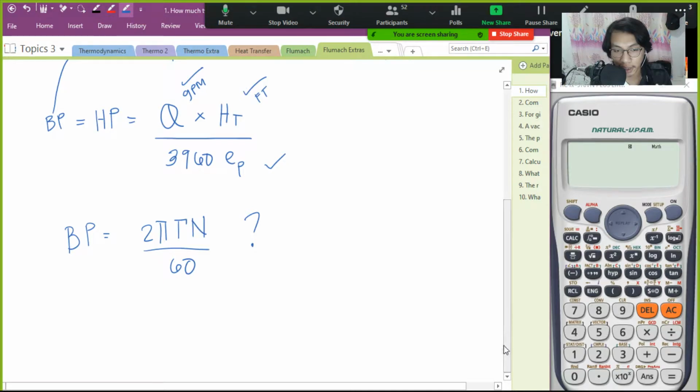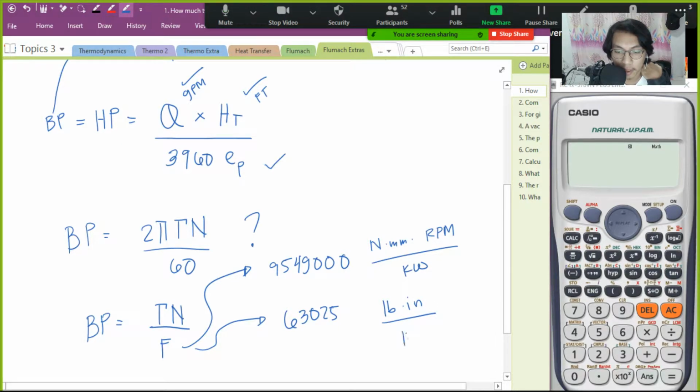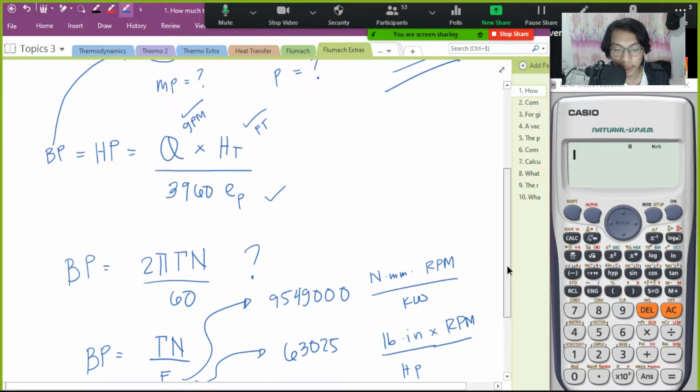Ano pong gagamitin natin, sir? Yung laging binibigay ni sir. Yung BP, the brake power is equal to the torque times N divided by the factor. Which your factor, kapag SI, that is 9,549,000 Newton millimeter RPM over kilowatts. Sir, kapag naman English, walang problema, 63,025 pound inch RPM per HP. Nasaan sir yung RPM? O di nandito. Ganun lang kadali yun. Okay?